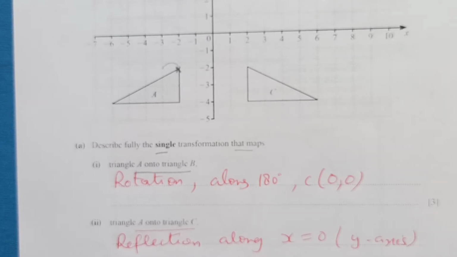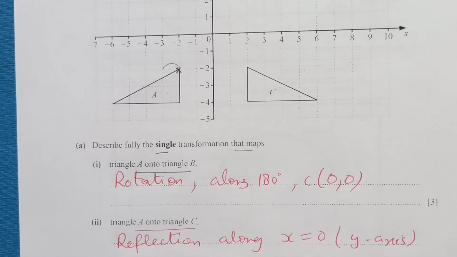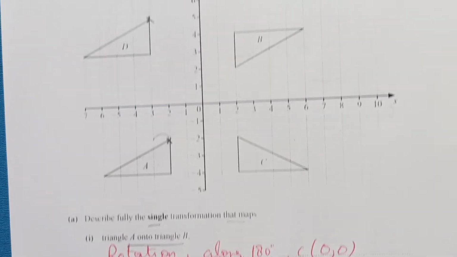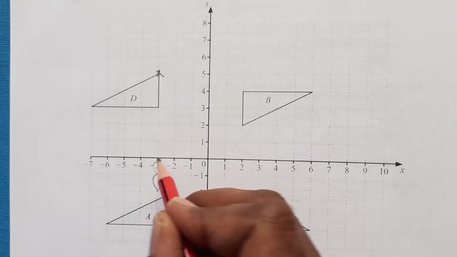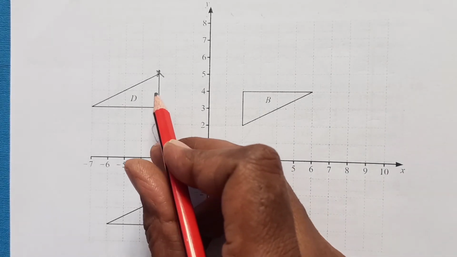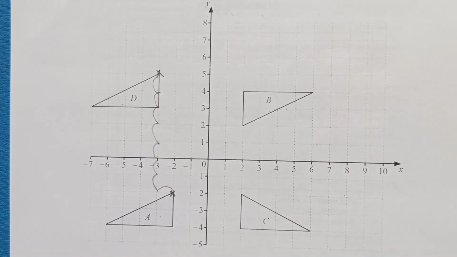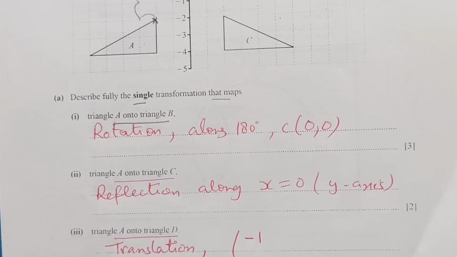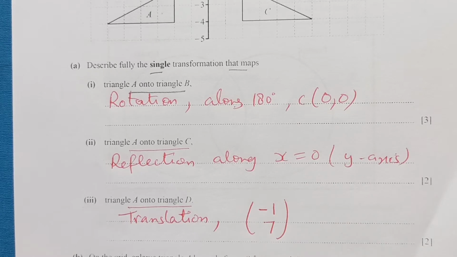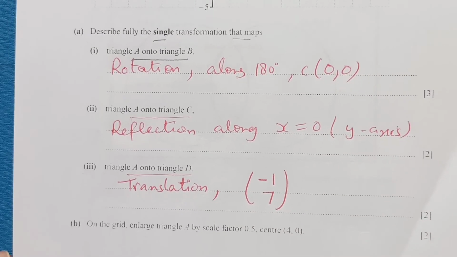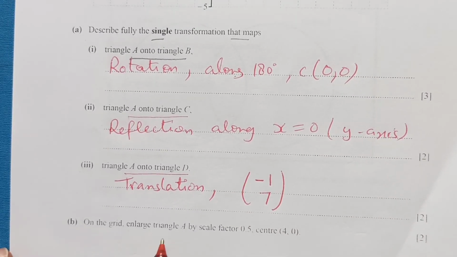It is translation along -1. So x is -1. So let's see how much y has moved. Y is moved 1, 2, 3, 4, 5, 6 and 7. So it is moved 7 units. So it will be vector (-1, 7), right? Now part B, on the grid enlarge triangle A by scale factor 0.5, center (4, 0).